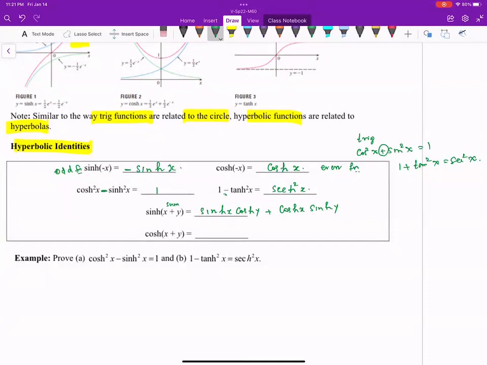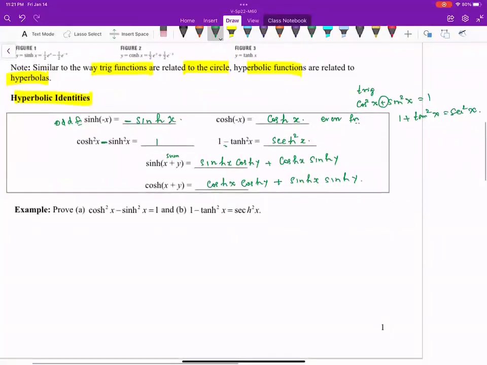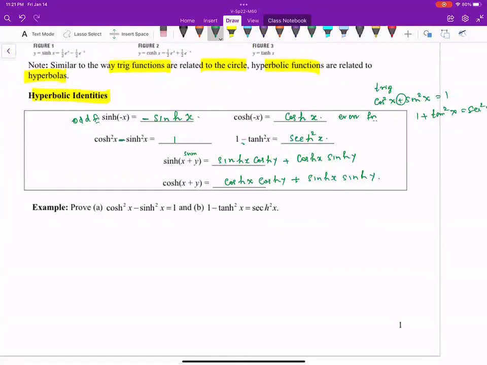Cosine hyperbolic of x plus y is cosine hyperbolic x, cosine hyperbolic y, plus sine hyperbolic x, sine hyperbolic y. In the trigonometric function, you have a minus in between. Now we have a plus in between. We'll try to show some identities here.